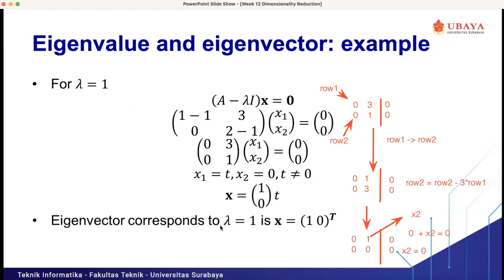The eigenvector corresponds to lambda equal 1 is x equal (1, 0)^T.